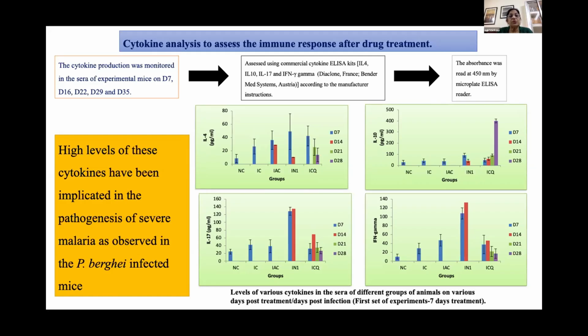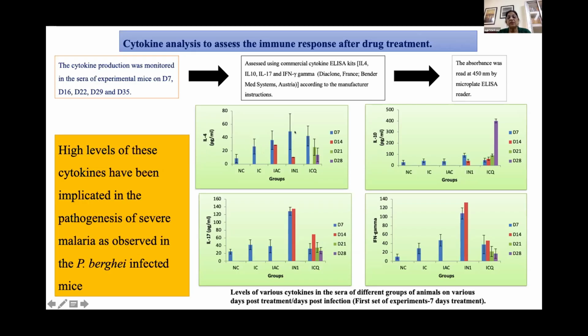So further we wanted to see the cytokines on the different days of treatment, and we tested these cytokine levels, IL-4, IL-10, IL-17, and gamma interferon, by using commercial cytokine ELISA kits. And we found that high levels of these cytokines were seen. You can see these are the different groups of animals: the normal control, infected control, animals treated with alcohol, and the N1 treated animals.